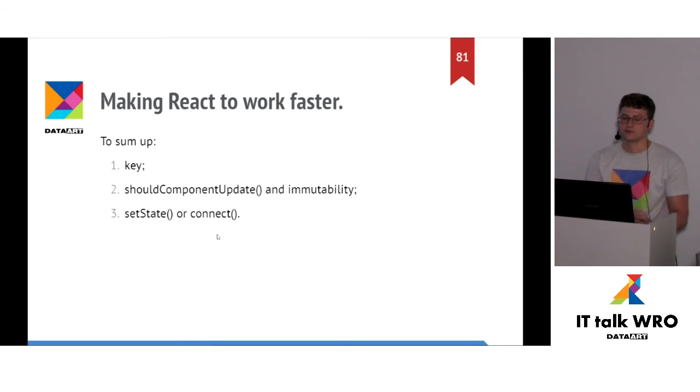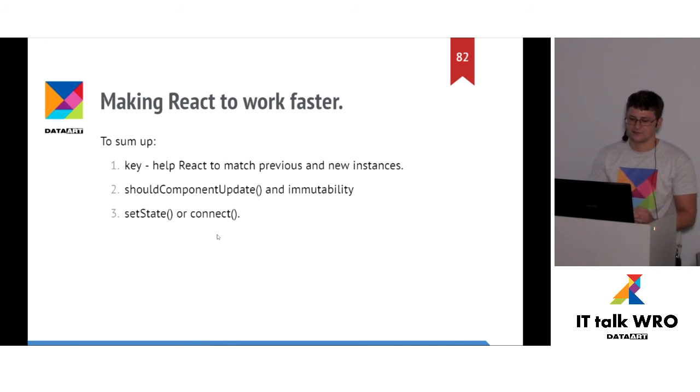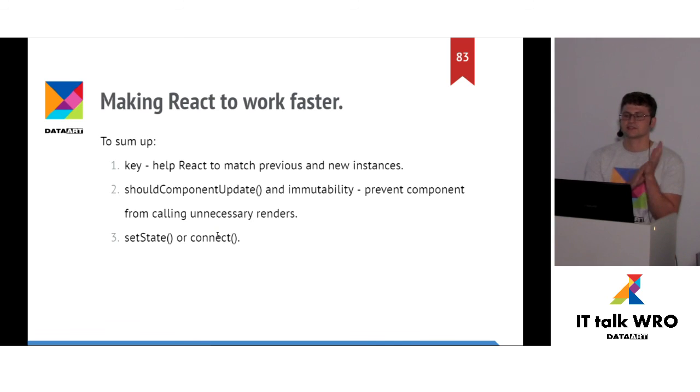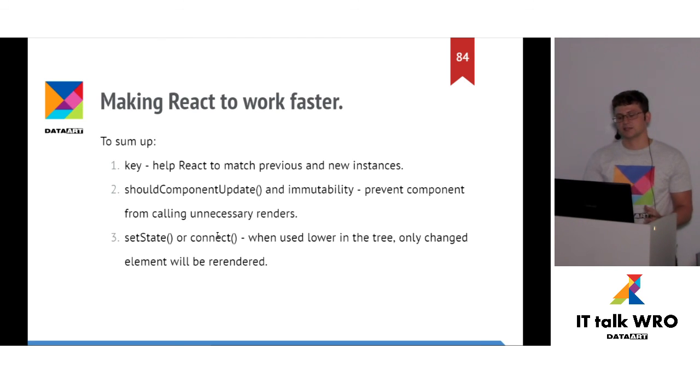Yeah, okay, so let's sum up. We've got three items here. We should use key properties in order to help React match previous and new instances. We should use shouldComponentUpdate and immutability to prevent a component from making unnecessary renders. It will save some amount of work. And we should use setState, or connect if you're using Redux, lower in the tree, just in order to change the elements that have actually been changed.